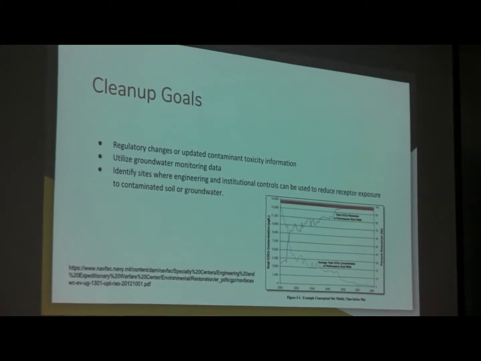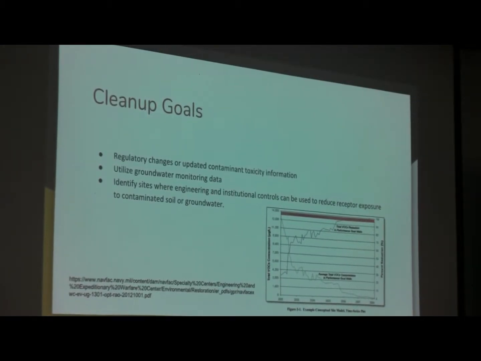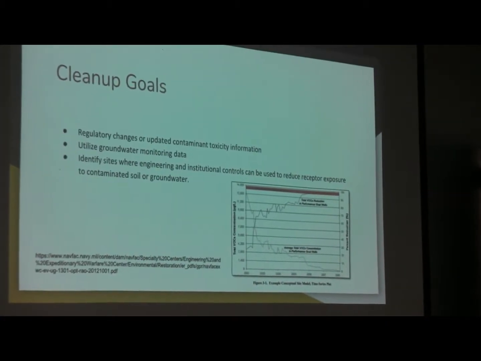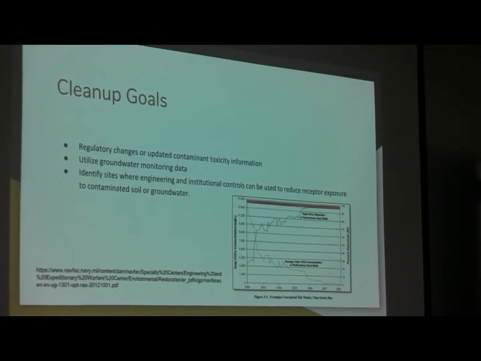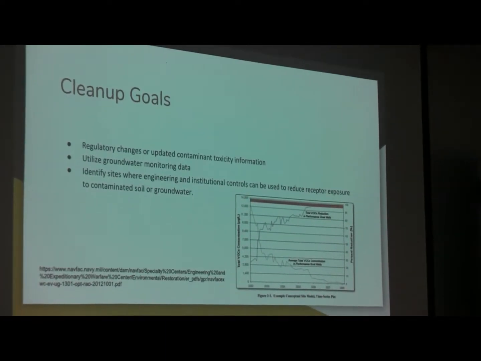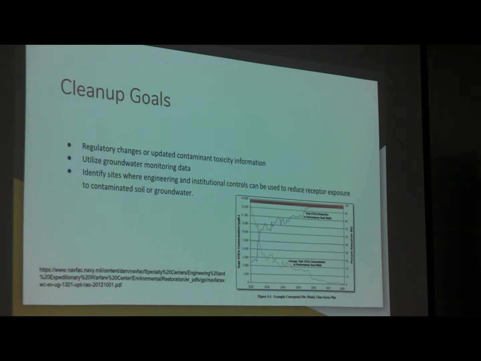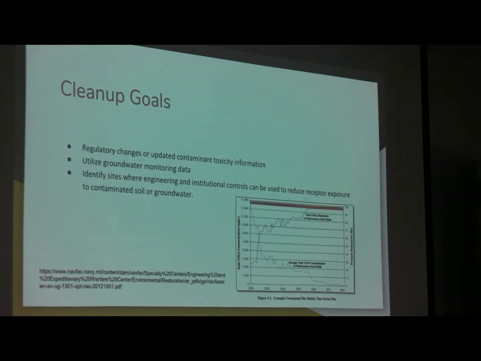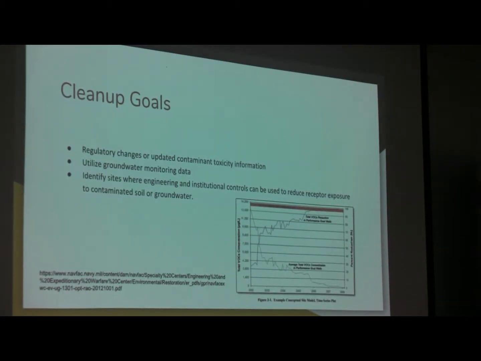And next, we have to identify sites where engineering and institutional controls can be used to reduce receptor exposure to contaminated soil or groundwater. For example, the cleanup requirements can be reduced with the use of appropriate deed restrictions, which establish the site as a brownfield, limit future land use, and prevent future residential development. These options must be discussed with the legal counsel, and the long-term use of the site should be considered.